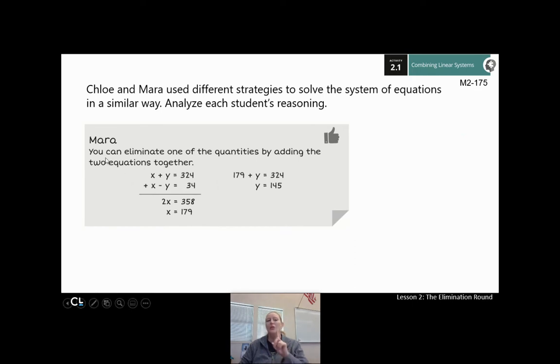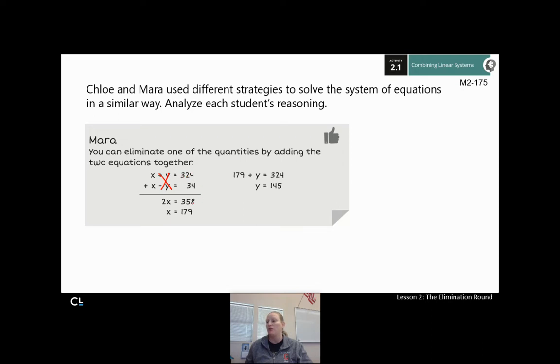Mara said, you know what? You can eliminate one of the quantities by adding the two equations together. So she added her equations together. And when she did that, X plus X gives us 2X, but a positive Y and a minus Y, those guys canceled out. And it equals 3, and of course we have to add these together as well.